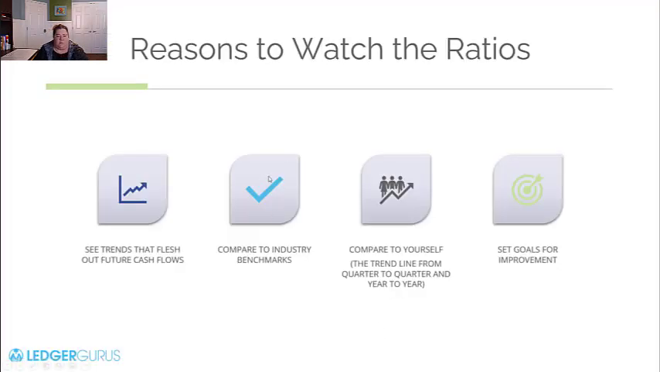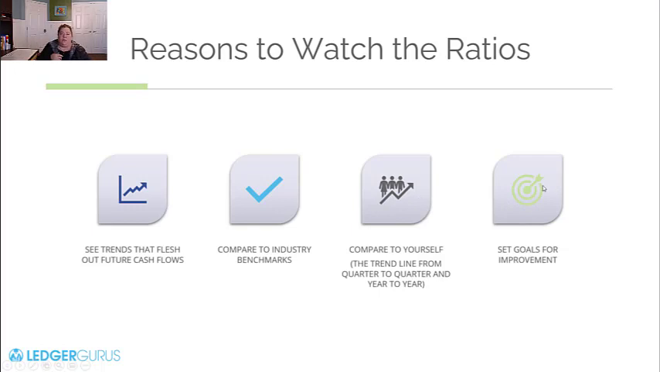So we can also compare to industry benchmarks. So maybe that 0.52 is just fine. Maybe that's exactly what everyone else in my industry is doing. But if my competitors are doing more like this 3.4 and I'm doing 0.5, then I'm not competing well against my competitors, and I'm at risk within the industry. Also comparing to yourself, trend line from quarter to quarter, and setting goals for improvement over time.